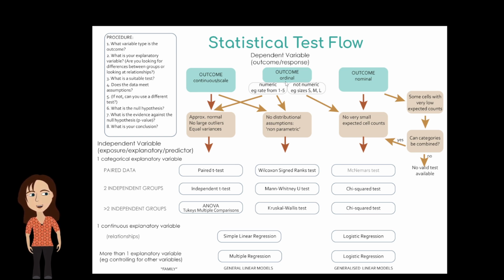So ordinal means ordered categories. If you have ordered categories that are not numeric, so if we have small, medium, and large, for example, we're pretty much going to treat that as nominal data and do probably a chi-squared test. Now, I haven't put all the variations of chi-squared tests in here.